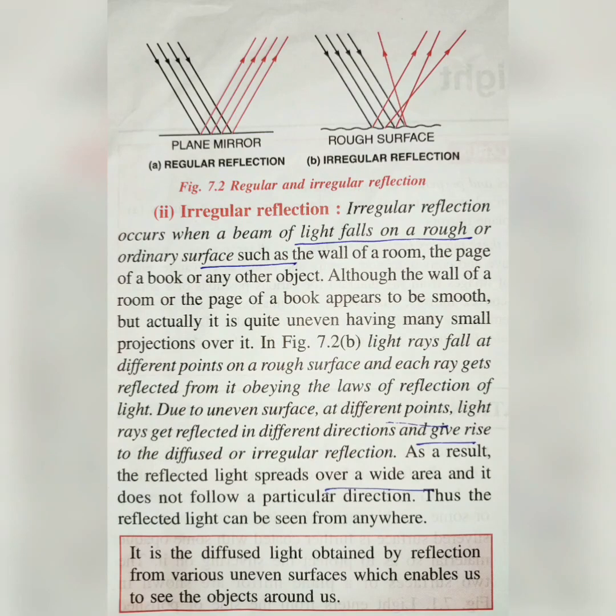For example, we can consider the wall of a room, classroom, or even a board, whatever it is. In that case, if a parallel beam of light strikes the surface, after reflection it never follows the parallel path. It will deviate in different directions, or we can consider it as diverging rays. That is the difference between regular reflection and diffuse or irregular reflection.